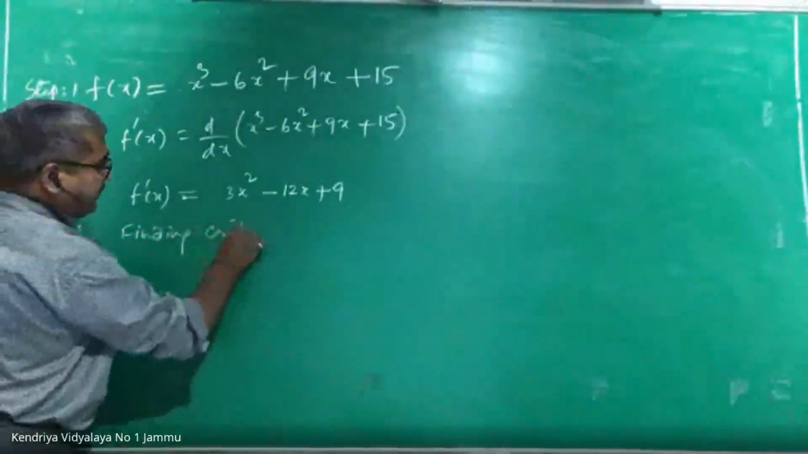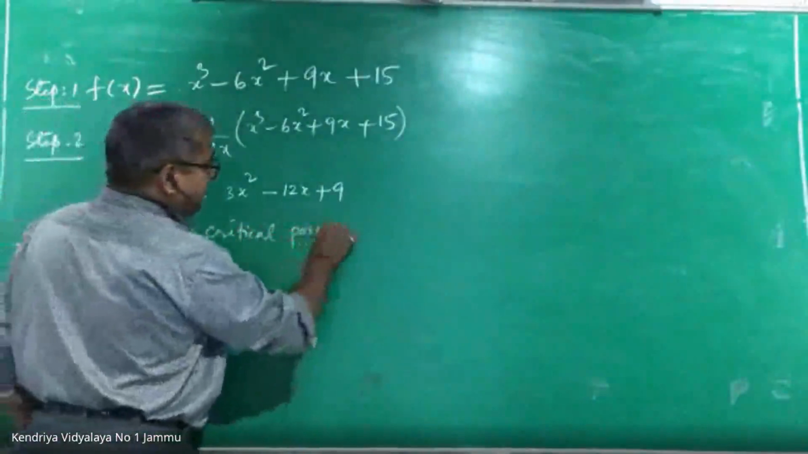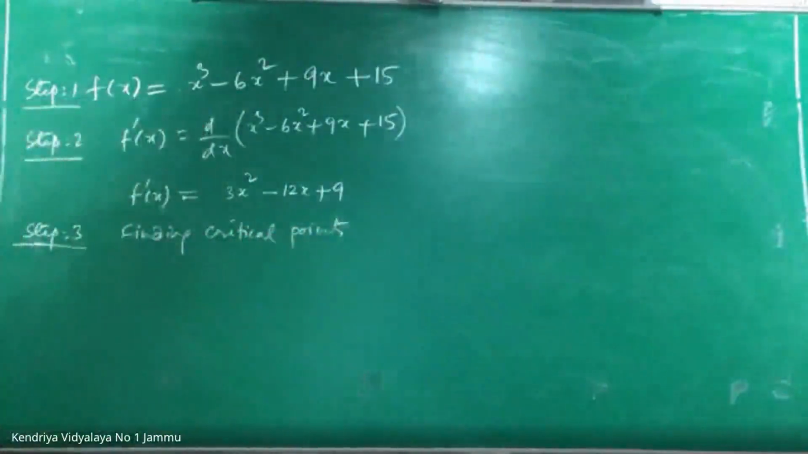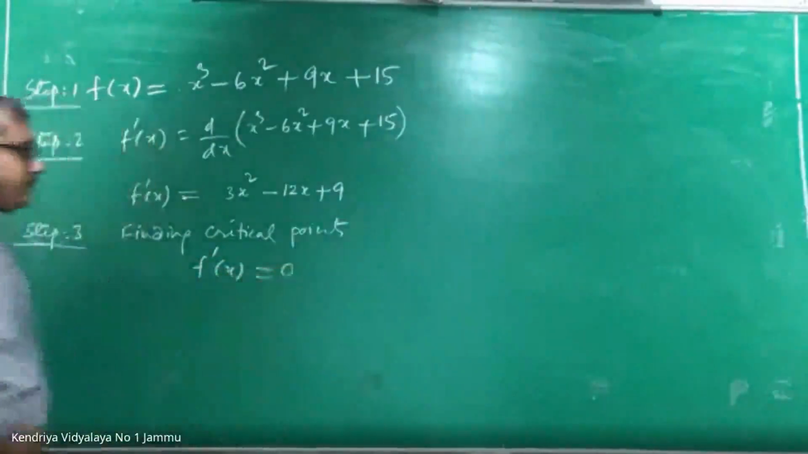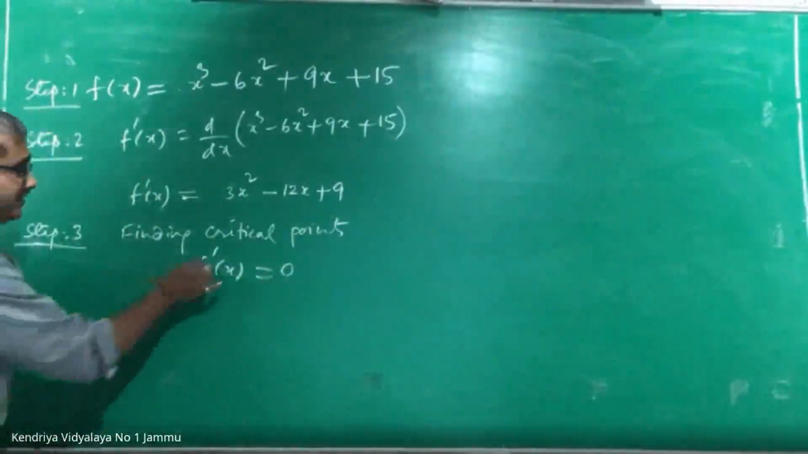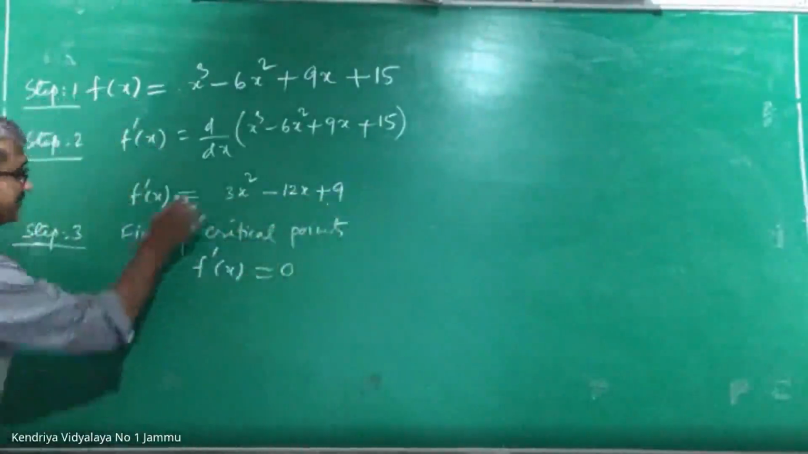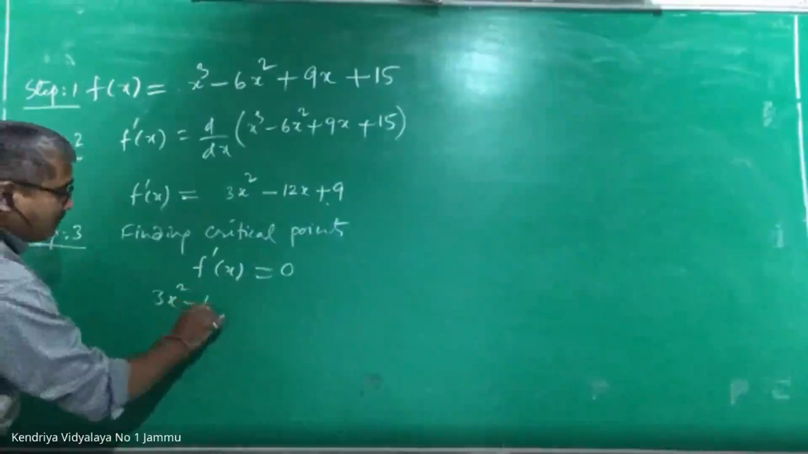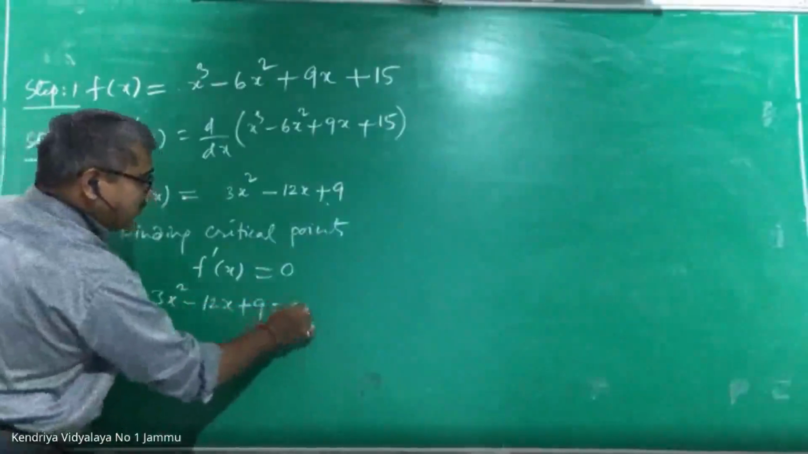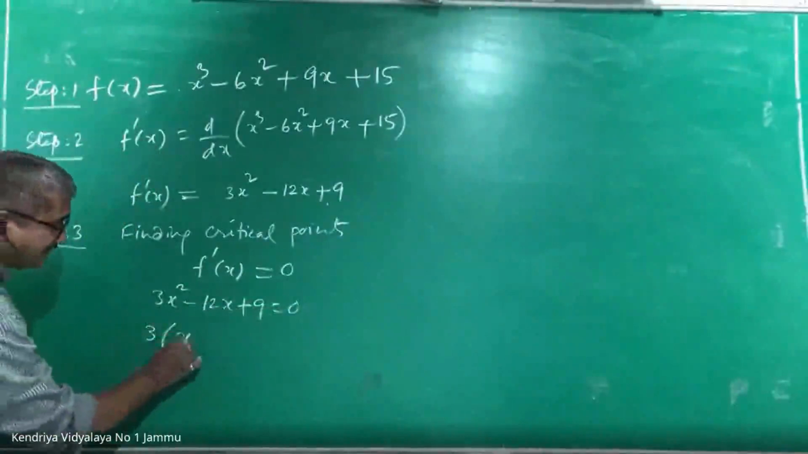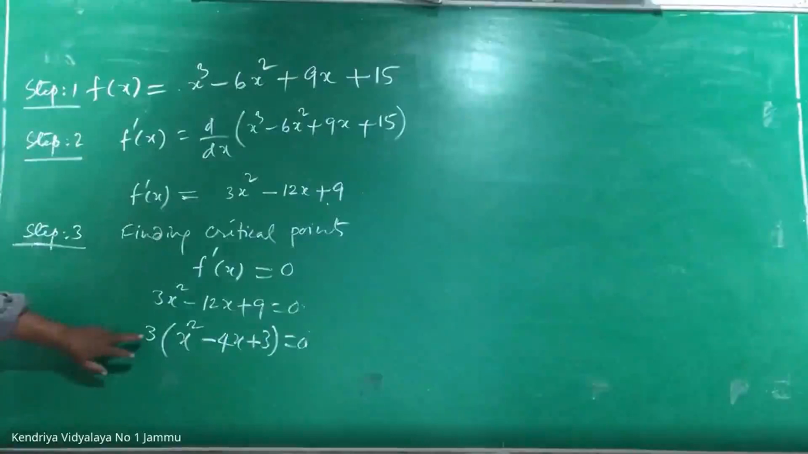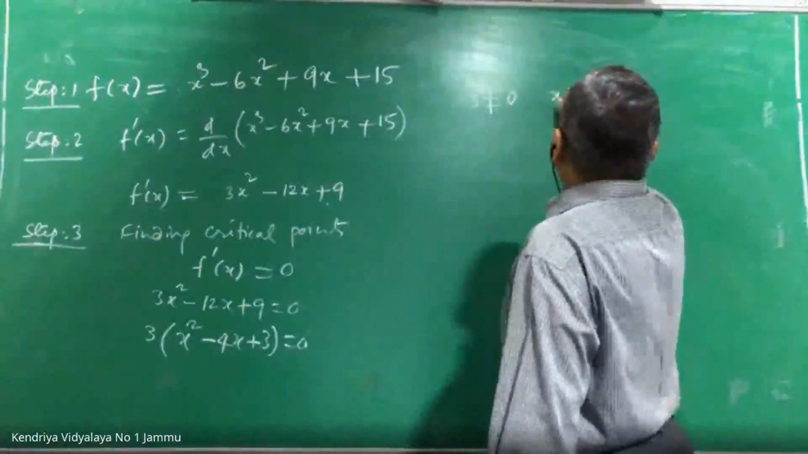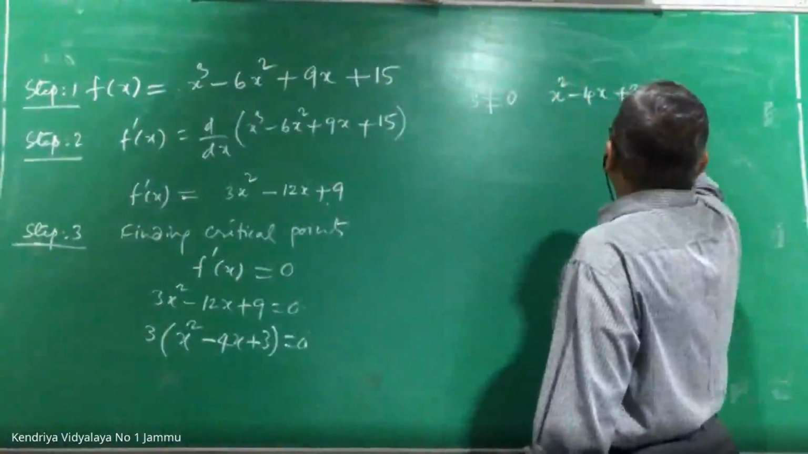Finding critical points, the rule says at the critical points, the tangent is parallel to the x-axis. Tangent is parallel to the x-axis means the slope of the tangent is equal to 0. The derivative was already obtained at the second step. 3x square minus 12x plus 9 is equal to 0. 3 is the common factor. x square minus 4x plus 3 is equal to 0. 3 can never be equal to 0, so 3 is not equal to 0, but certainly x square minus 4x plus 3 is equal to 0.